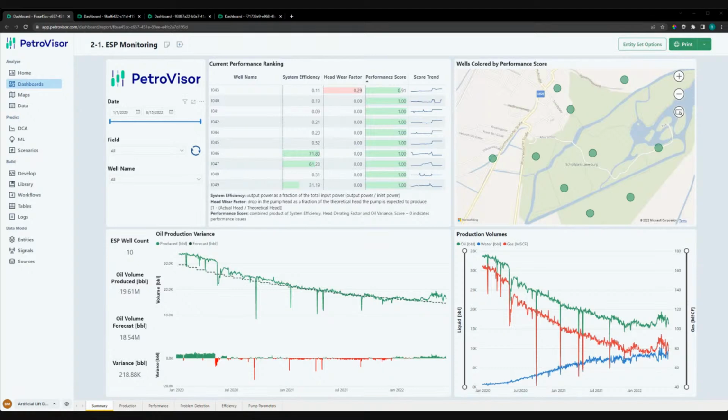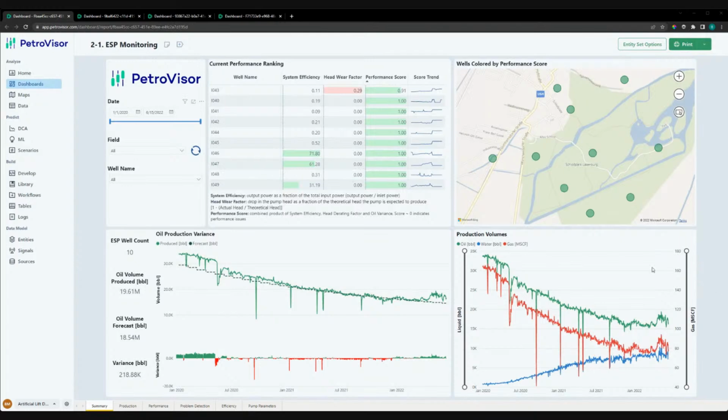We have PetroVisor deployed in many regions across the globe, and today we're going to focus on artificial lift, starting with ESP, and really dive into the mechanical and the production side of ESP and all artificial lift types, looking at the factors that increase uptime, reliability, and ultimately the sustainability and operations for each artificial lift type.